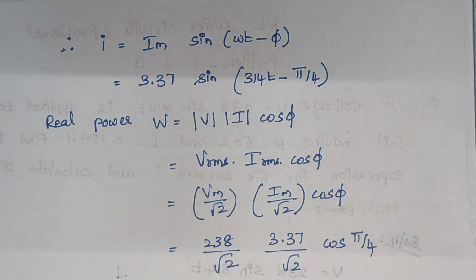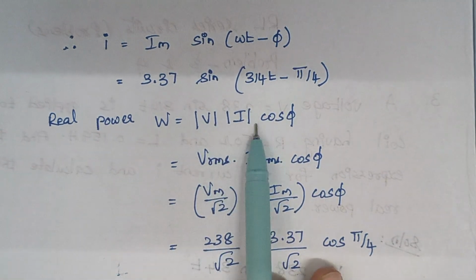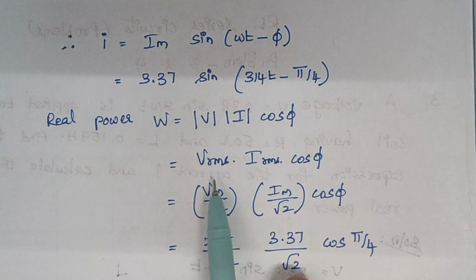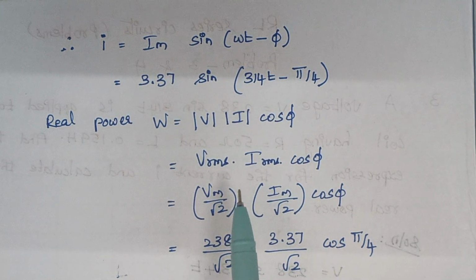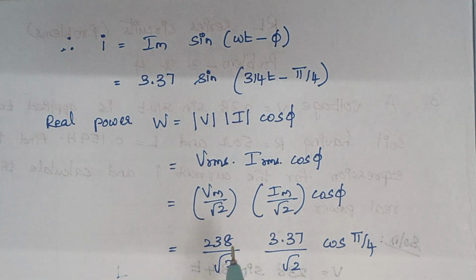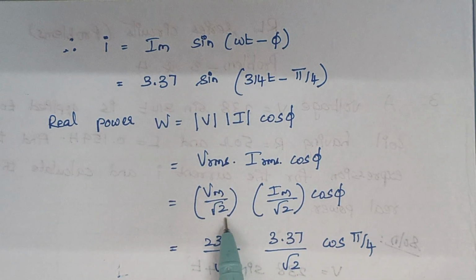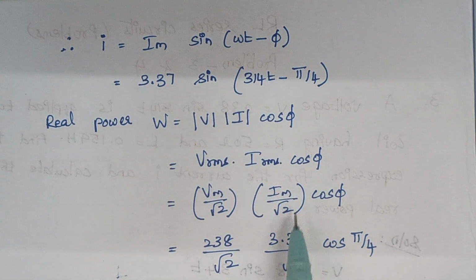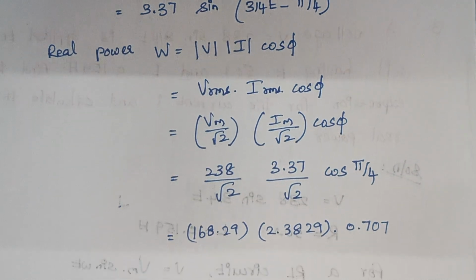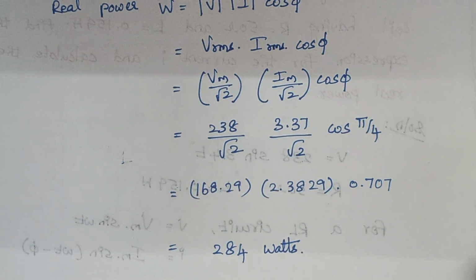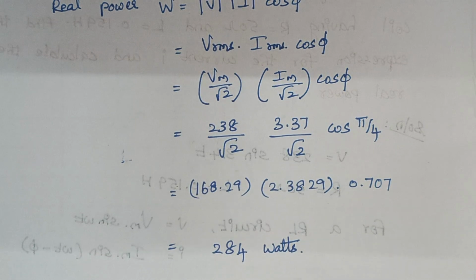And the next thing is we are asked to calculate the real power. Real power is given by this formula, VI cos phi, that is Vrms into Irms into cos phi. Here we know the values of Vm and Im. How to calculate Vrms? You have to divide those values by root 2. So Vrms is nothing but Vm by root 2. Similarly, Irms is nothing but Im by root 2. Just substitute the values and calculate, and we end up with the answer of 284 watts.